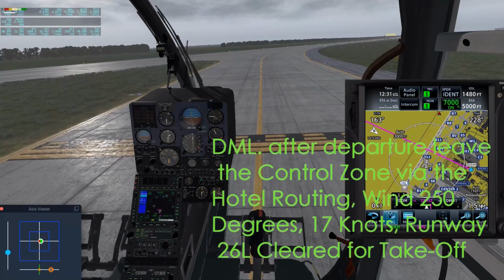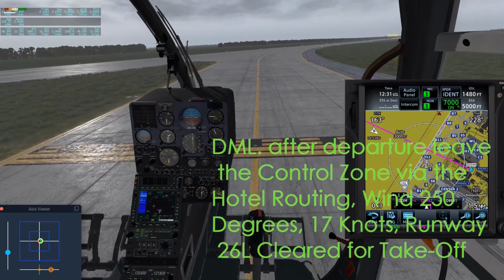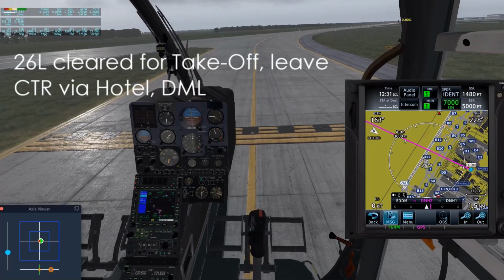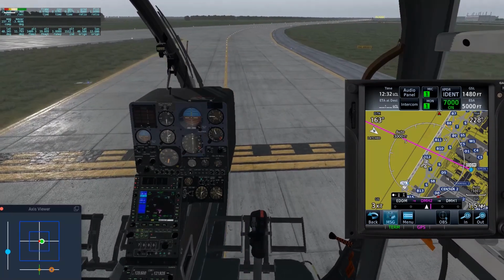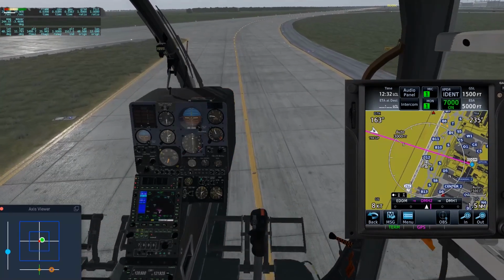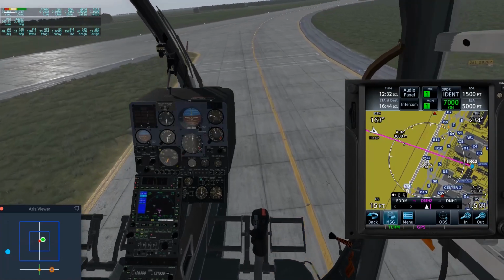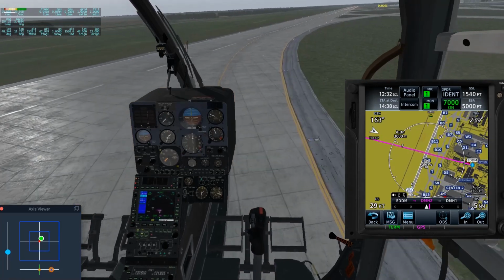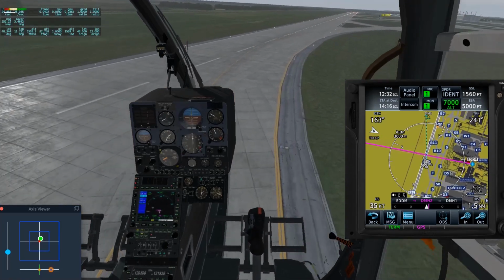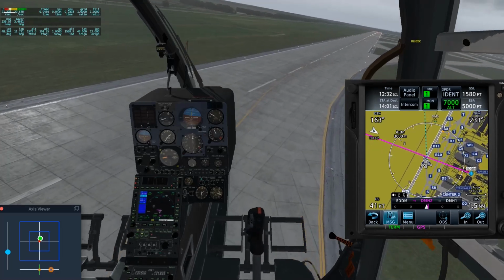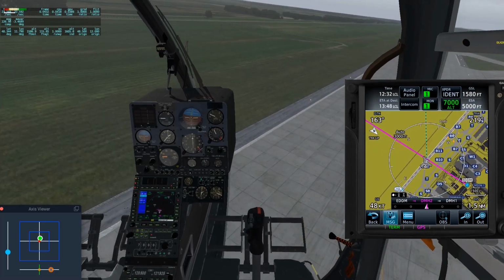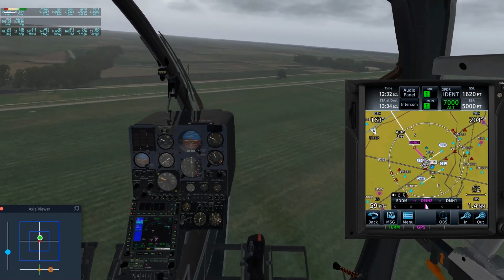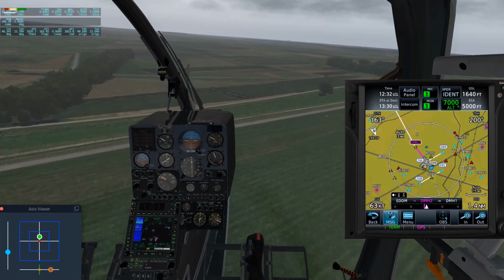Delta Mike Lima, after departure, leave the control zone via the hotel routing. Wind 250 degrees, 17 knots, runway 26 left, cleared for takeoff. 26 left, cleared for takeoff, leave CTR via Hotel, Delta Mike Lima. Lufthansa 26 Charlie, Bravo 8. Lufthansa 26 Charlie, taxi to entry Sierra 7 via Bravo 8, Sierra. Sierra 8 via Bravo and Sierra, Lufthansa 26 Charlie. Lufthansa 26 Charlie, negative, taxi to entry Sierra 7 via Bravo 8, Sierra. Entry Sierra 7 via Bravo 8, Sierra, Lufthansa 26 Charlie.